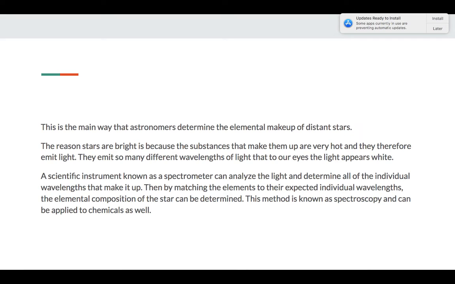There's a scientific instrument known as a spectrometer, and it can analyze the light and determine the wavelengths that make it up. And then by matching the elements to their expected wavelengths, the composition of the star can be determined. This method is known as spectroscopy, and it also can be applied to chemicals.